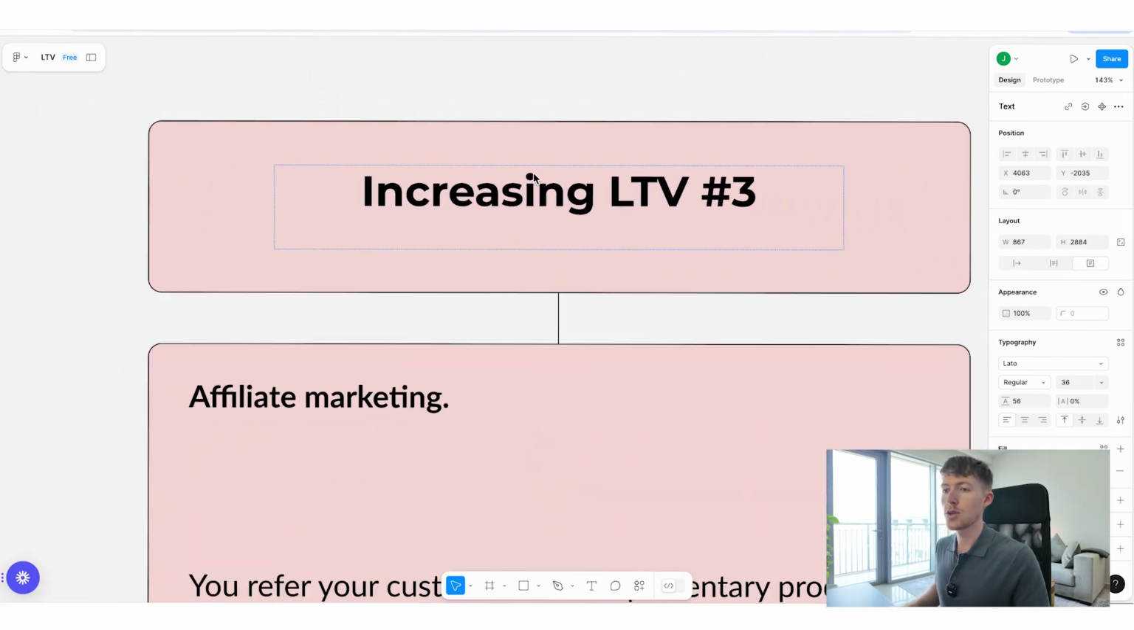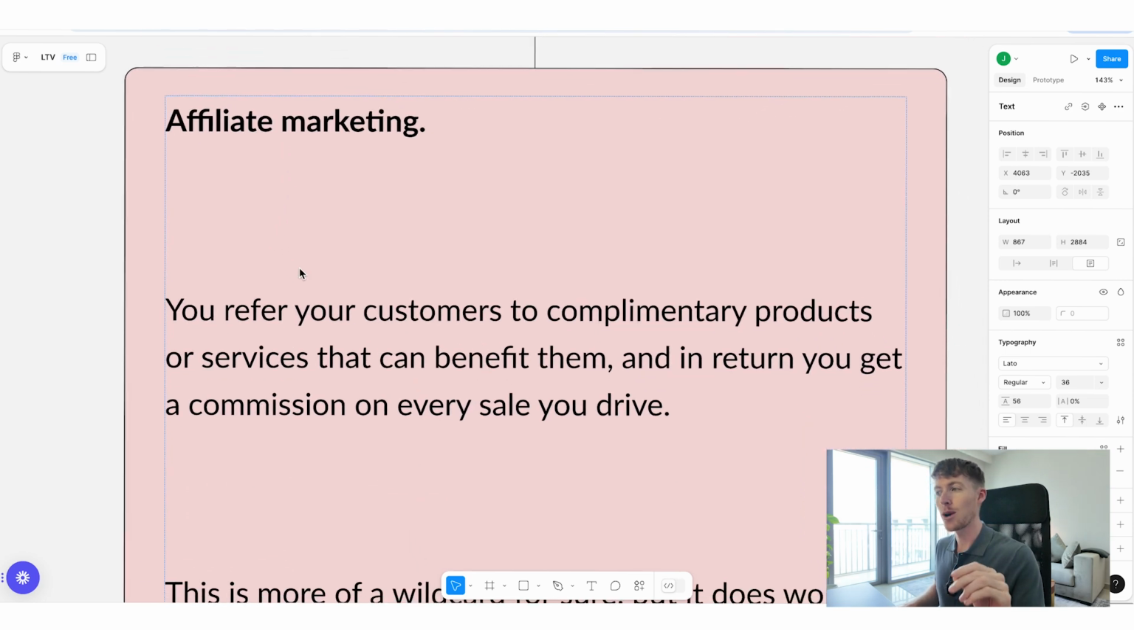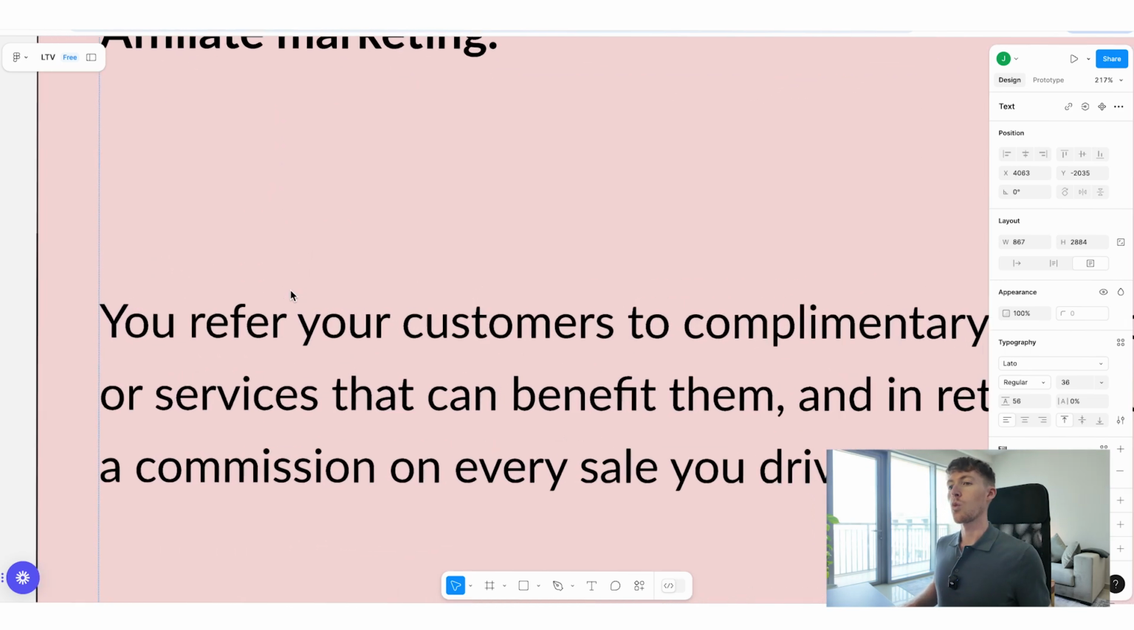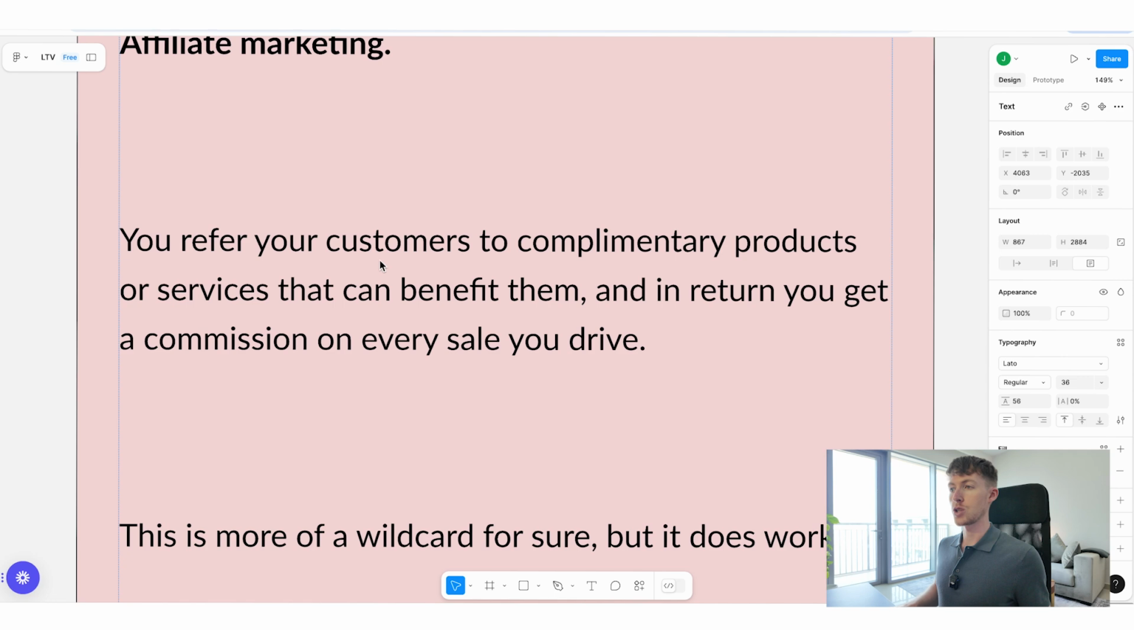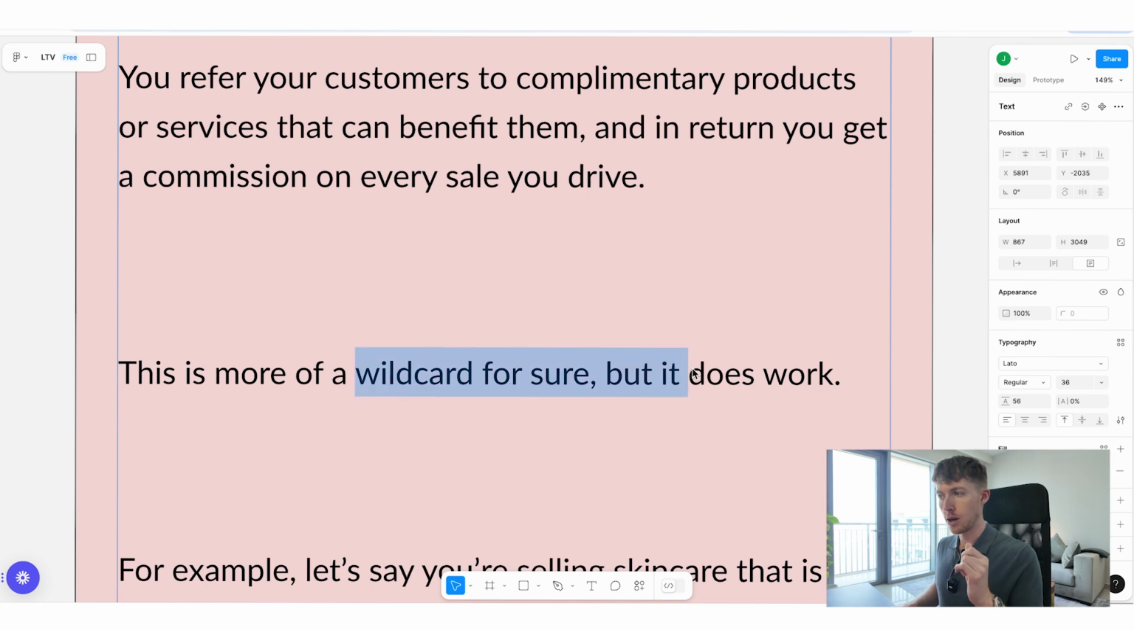Increasing LTV, number 3, affiliate marketing, right? This is more out of the box for sure, but what I mean by this is that you refer your customers to complementary products or services that can benefit them, and in return, you get a commission on every sale you drive, right? So this is more of a wild card, but it does work.